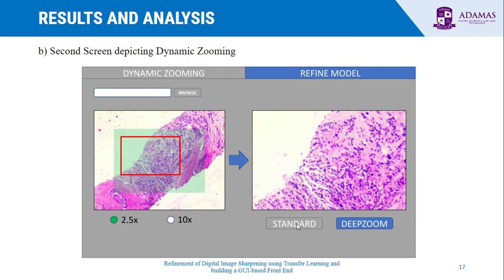Also, we have two sub buttons here. First is standard zooming, which will be done once we click on this button, and it will be a normal sharpening. Second is a deep zoom, which will further zoom our model using the deep learning neural network model in the backend. So here we have only enabled the standard zooming, that is, it will zoom our image normally. So this is all about dynamic zooming.